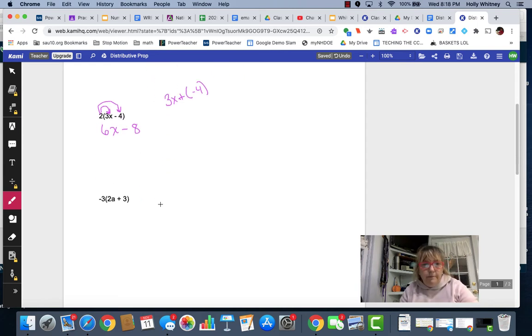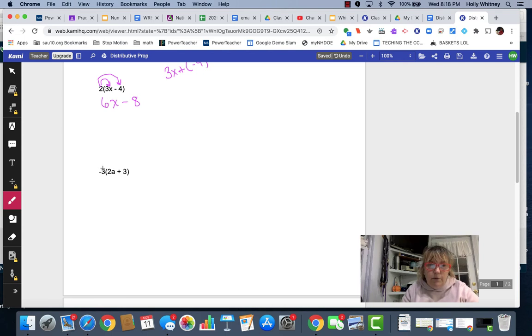Okay, let's try another one. We have negative 3. We're going to multiply that times 2a and times 3. Everybody's positive inside the parentheses, so that's okay. But this negative sign goes with the 3 on the outside. So negative 3 times 2a. So negative 3 times 2 is negative 6. The a is there. Negative 3 times 3. A negative times a positive is a negative. So it is negative 6a subtract 9.